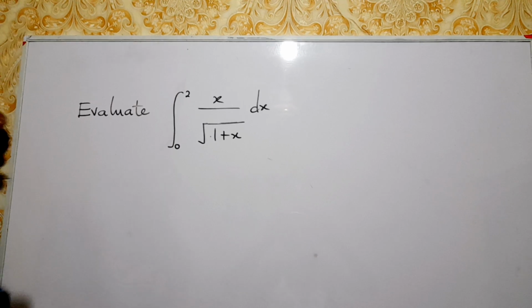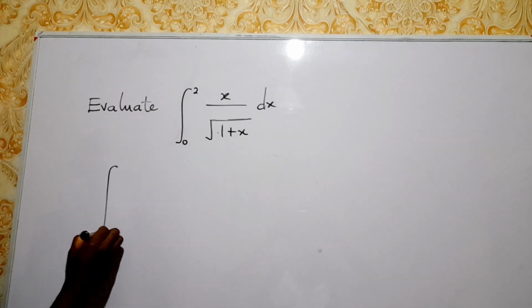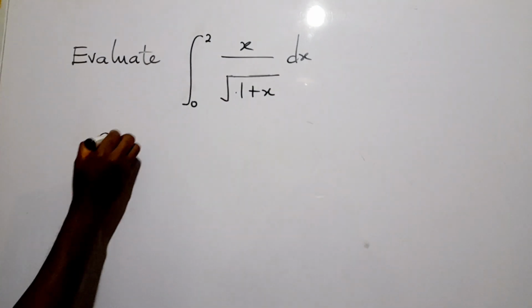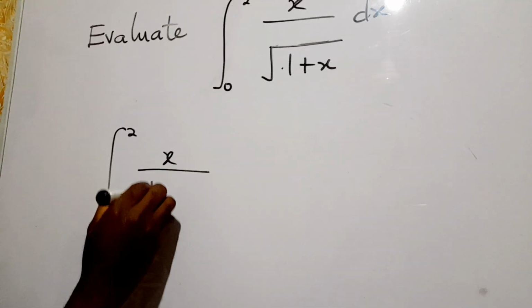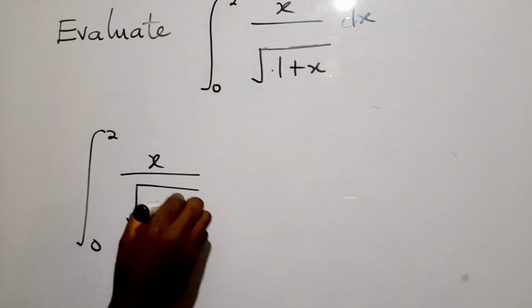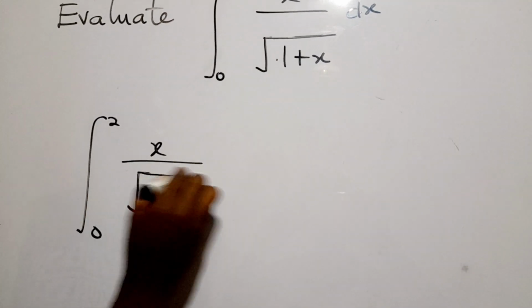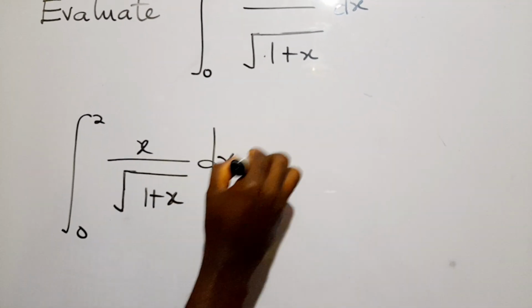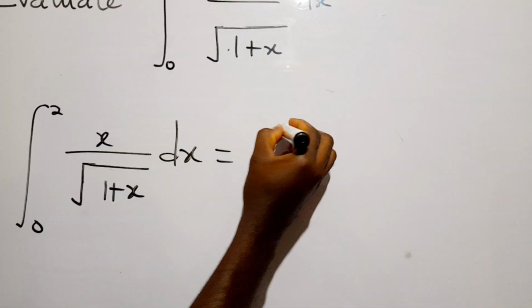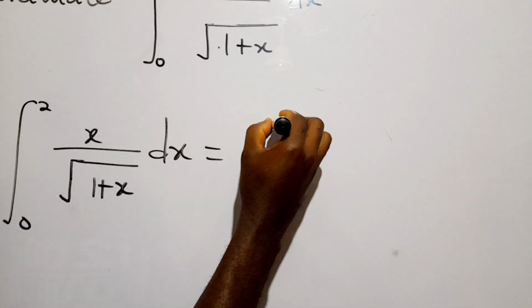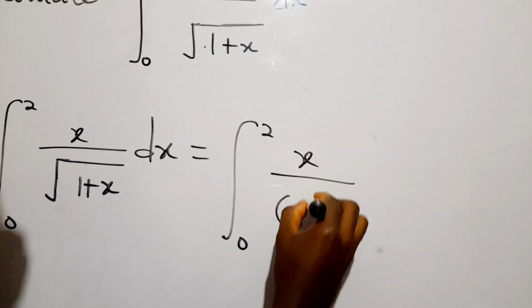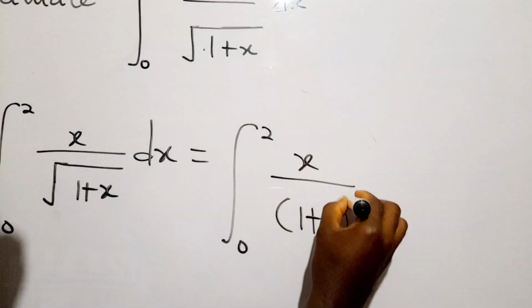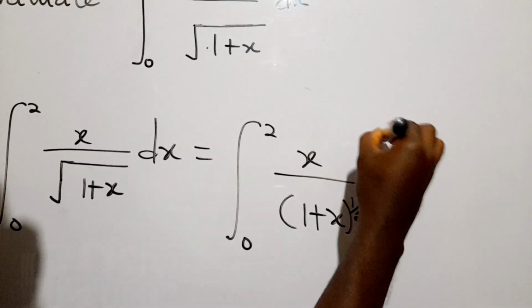So, if we have the integral spanning from 0 to 2 of x over the square root of 1 plus x dx, we can rewrite this as the integral spanning from 0 to 2 of x over (1 plus x) exponent half dx.